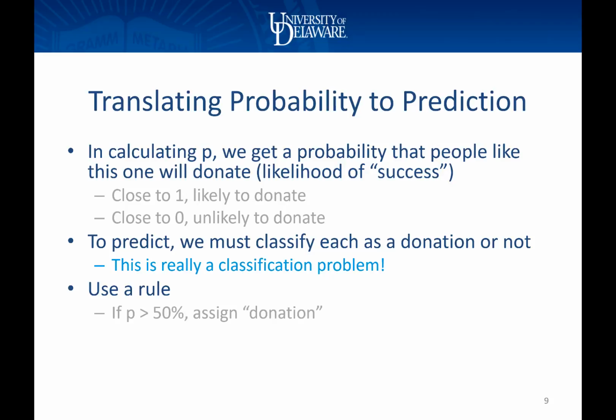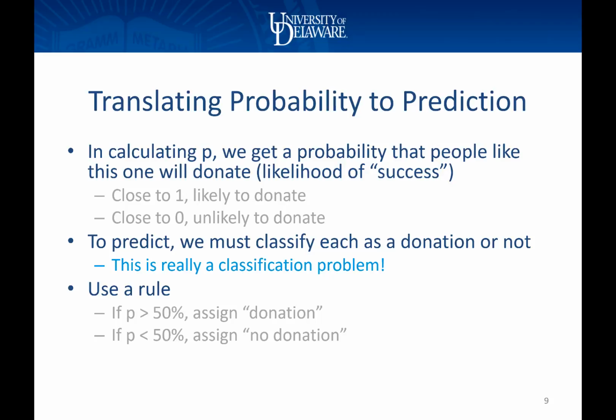In this class, we're always going to say if that probability of success is greater than 50%, we'll assign success, or in this case, donation. If the probability is less than 50%, we'll assign a failure or no donation.